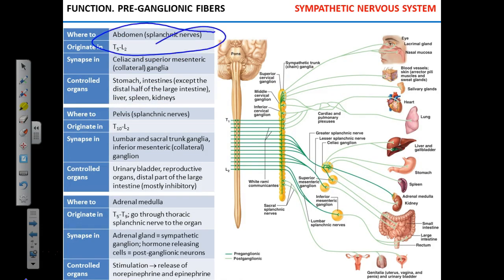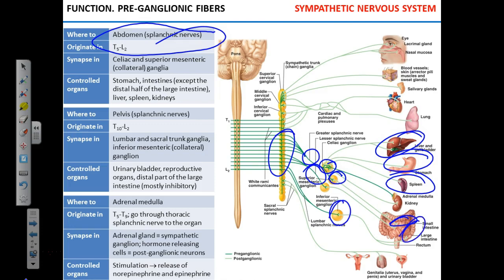Abdomen. So these nerves go to the abdomen and they form several splanchnic nerves. Greater, lesser splanchnic nerves that go through several ganglia. Now, name of the ganglia tells you exactly what gets innervated through that ganglia. Celiac ganglion, liver, stomach, spleen. Okay? Superior mesenteric ganglion, small intestine. Inferior mesenteric ganglion, large intestine. That make sense?